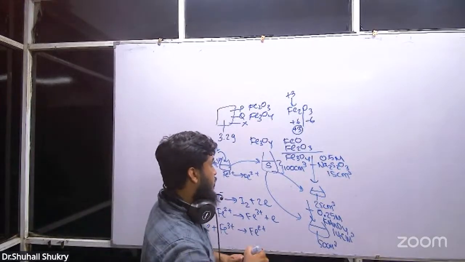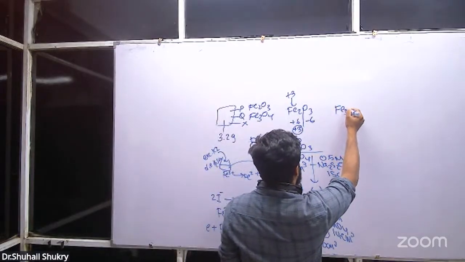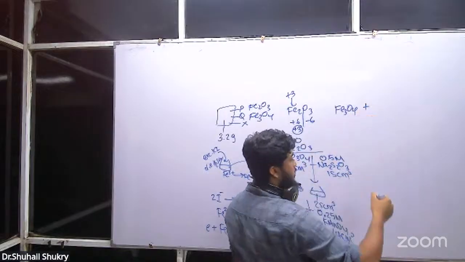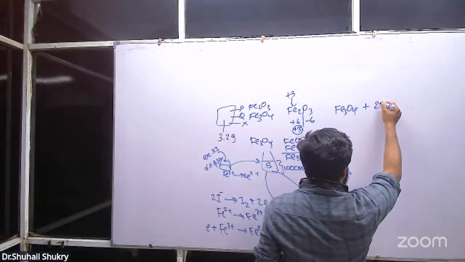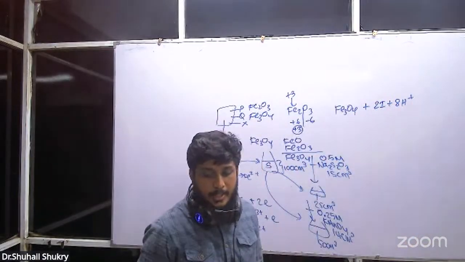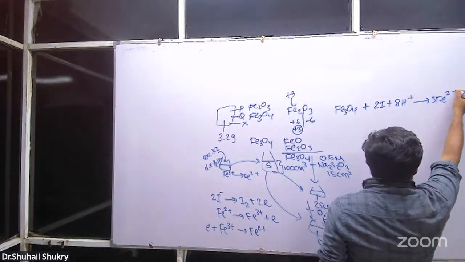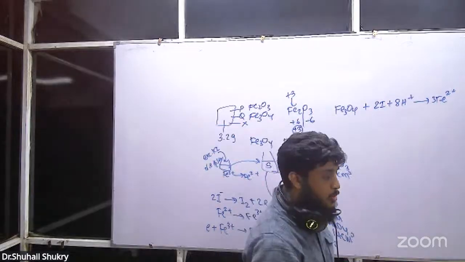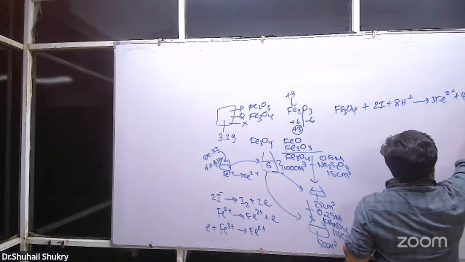What is the first type of equation you can write? You can write first Fe3O4, that reaction, whatever they have given in the exam. Will they give marks for writing this? 8H+ and Fe3O4 gives 3Fe2+ and 4H2O and I2. Got it. This is the first reaction you should write.